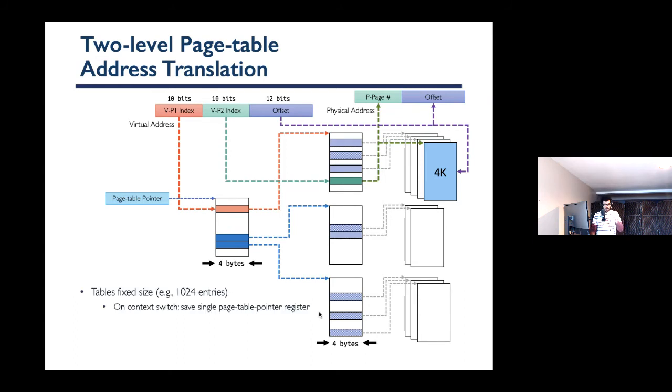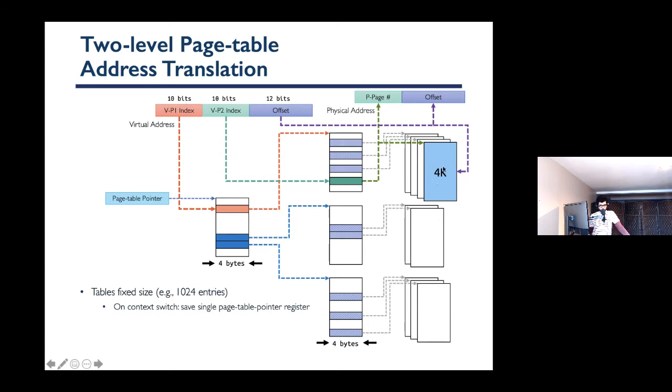Now, when I was walking through this example, I just said this many bits, first few bits, and then second few bits, and then offset. Now, these have to be fixed. How many bits we use for each one of the steps of translation depends on your page size and your page table size.